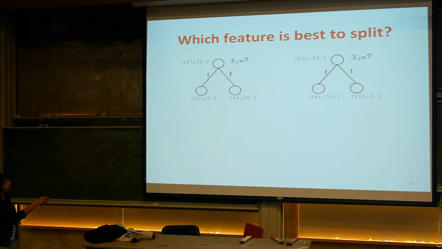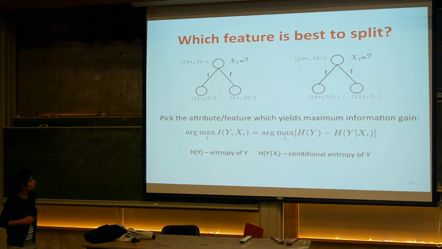So here's another example where you are at this node, it could be the starting node, and you have 29 positives and 35 negatives. You can split on x1 or x2, and that's the corresponding distribution of training labels in each leaf. And now it's not very obvious. You can't just say which one is better than the other, right? So we need a measure of how pure or impure a split is.